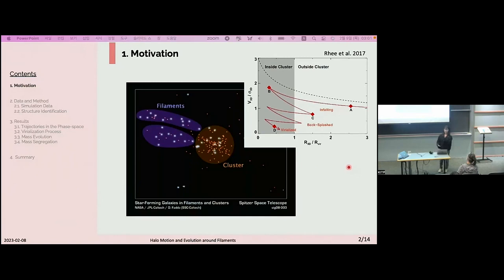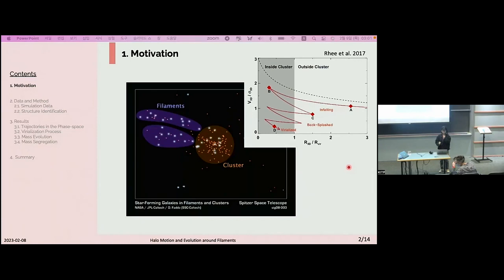So therefore, it could be important to consider their evolution in time series, as Oman et al. and some later works have done. They showed that halos, as they approach the clusters, occupy a specific region in the phase space composed of distance to the cluster center and the velocities.